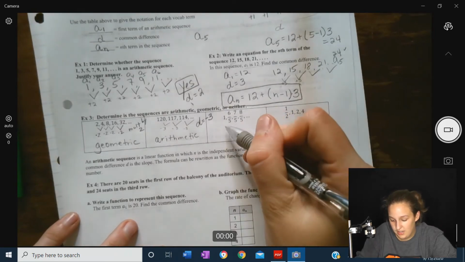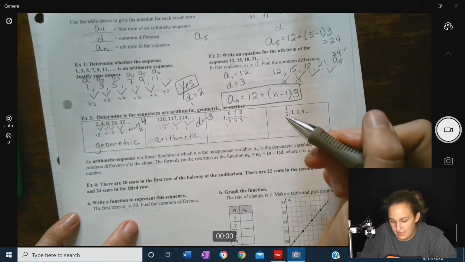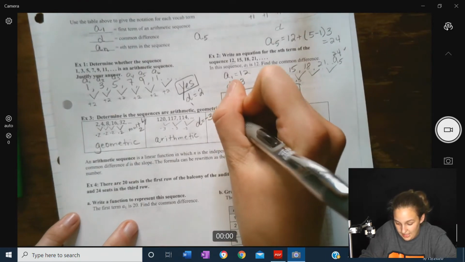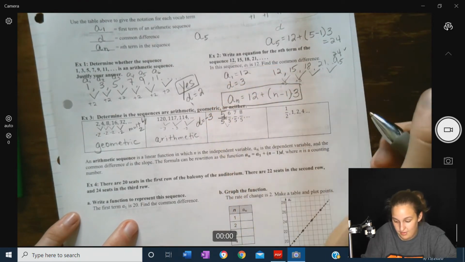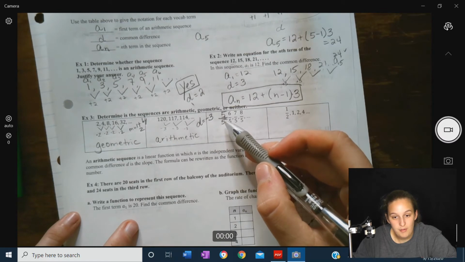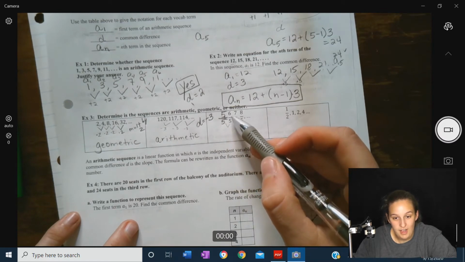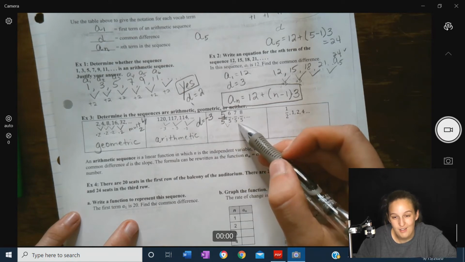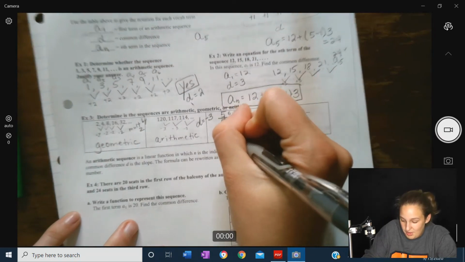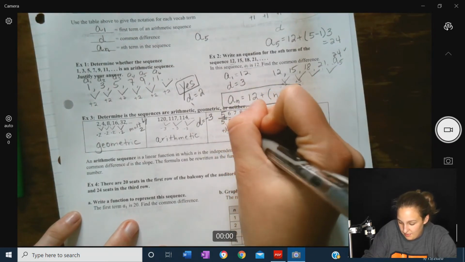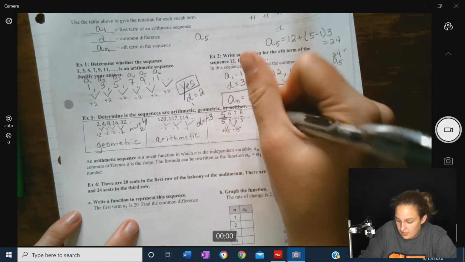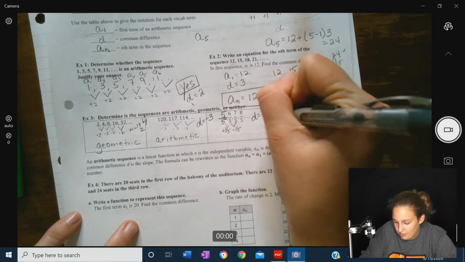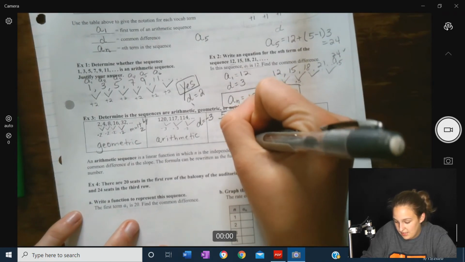All right, over here, what are you doing here? Well, between these, you're adding a fifth because 1 is really 5 over 5. So 5 over 5 plus 1 over 5 is 6 over 5, plus 1 over 5 is 7 over 5, plus 1 over 5. So each time you're adding 1/5. So your common difference is 1 over 5. So this is arithmetic.